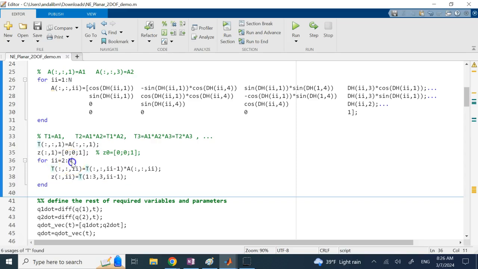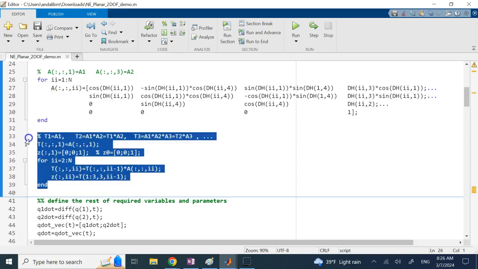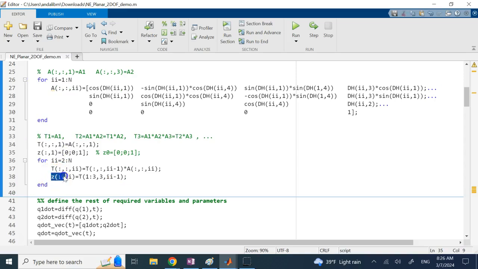And you might say, why do you bother? It's just 2 of them here. Just write it. Yes, but here I'm doing it for the case that n is bigger than 2. If you have 3 or 4 or more degrees of freedom, then you don't need to type all of these formulas one by one. This automatically will fill all of the A's for you. This will automatically fill all the T's for you. And the Z's. Look, I get the Z's as well here.